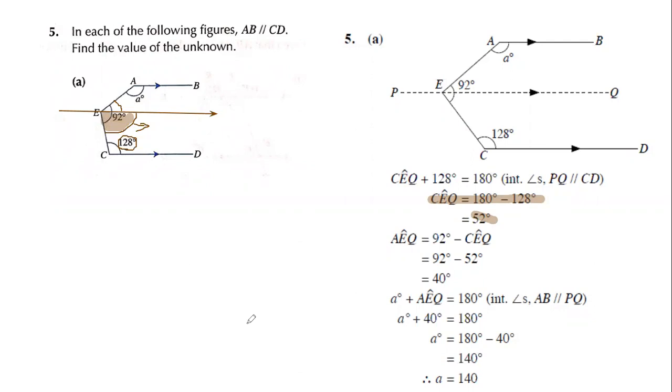Okay, now we need to find the angle here. So 92 minus this angle is the angle here. So 92 minus 52, so you get the value here. This is 40 degrees. Clear? And if you want to find the value of A, because this angle and this angle become interior angles, their sum is equal to 180 degrees. So to find the value of A, 180 minus 40 is 140, and that's your answer.